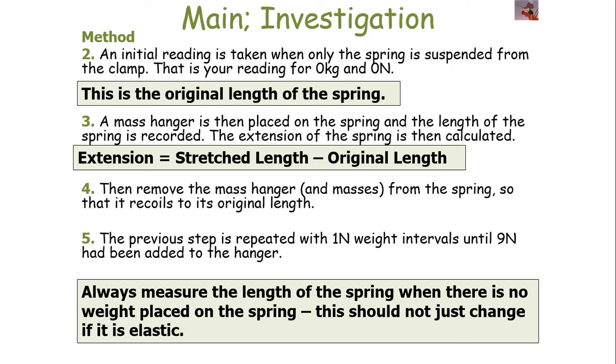You then repeat the previous step with a 1 Newton weight, and you keep going in 1 Newton weight intervals from 1 to 2 to 3 to 4 to 5 to 6 to 7 to 8 to 9 to 10. Each time you'll measure the length of the spring when there's no weight placed on the spring, and obviously if it's elastic still it should be the same value each time. You'll measure the stretch length and derive the extension.